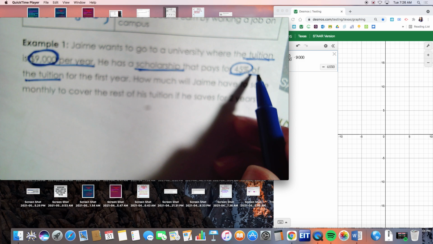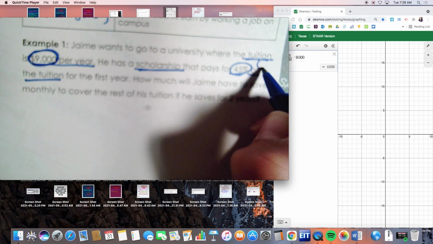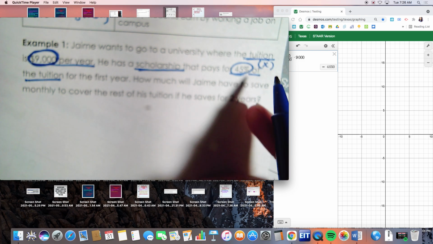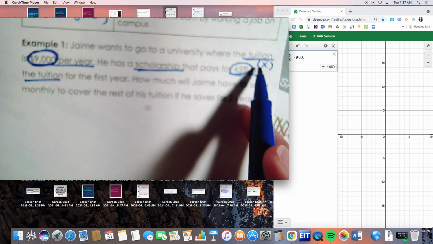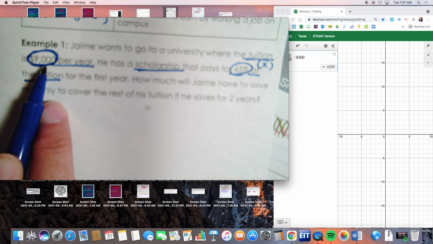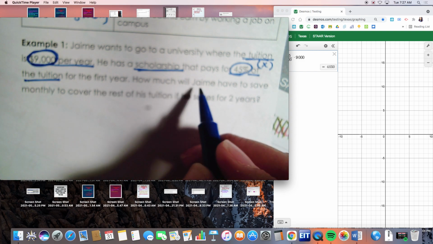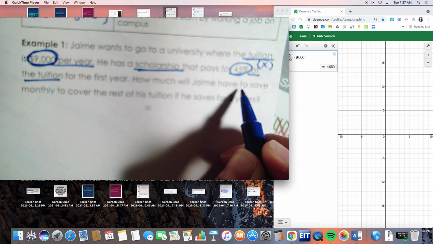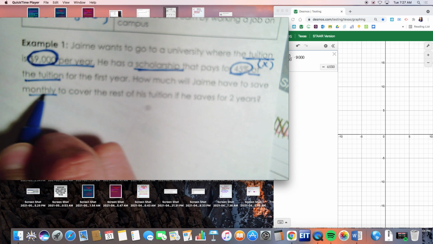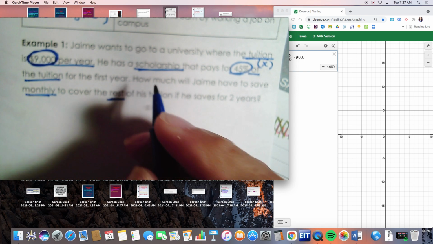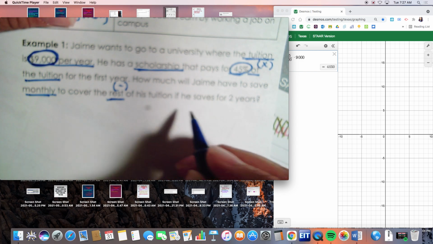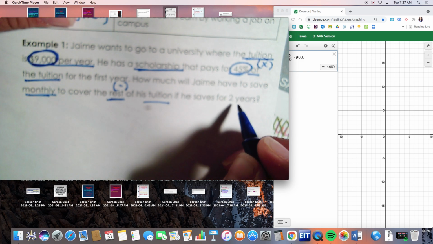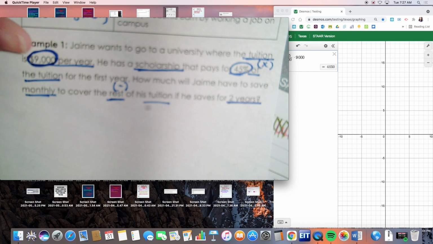If you see the word of, that means we're going to end up multiplying whatever's in front of it and whatever's behind of it. So 45% times tuition, which we know is $9,000. How much will Jamie have to save monthly to cover the rest? If you see the word rest, you know that means you're going to end up subtracting of his tuition if he saves for 2 years.